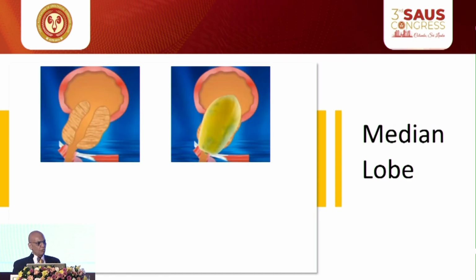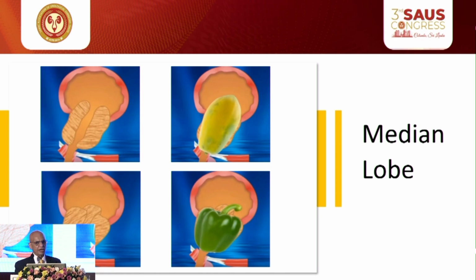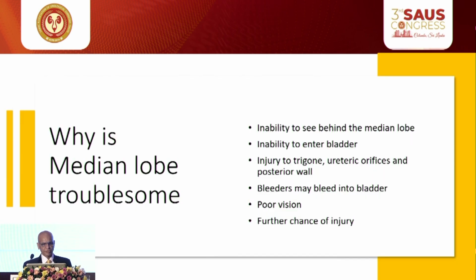So the median lobe could be just simply a median lobe without significant lateral lobes, or there could be significant lateral lobes also. So the size does vary. And why is a median lobe important? It's important because there is an inability to see behind the lobe. We are unable to enter the bladder at times. In trying to resect, we might injure the trigone, the ureteric orifice, and the posterior wall of the bladder. Bleeders at the edge of the median lobe would tend to bleed towards the bladder, may not be seen, and keep the vision down. When the vision is bad, there are chances of further injury.